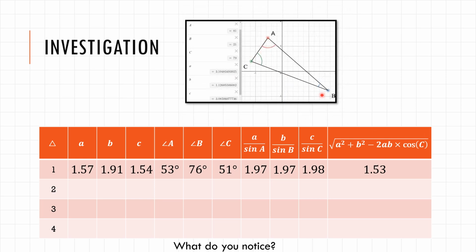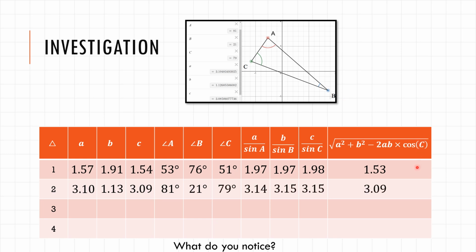In my next triangle, I did something very similar. I just moved the vertices of the triangle around, and I did the same thing, filling out the entire row exactly the same way that I filled out the first one. Now, I'm not going to do 3 and 4 myself, but hopefully you were able to do those, and maybe you noticed something. Pause the video here and take a look at your chart, see if you notice anything.